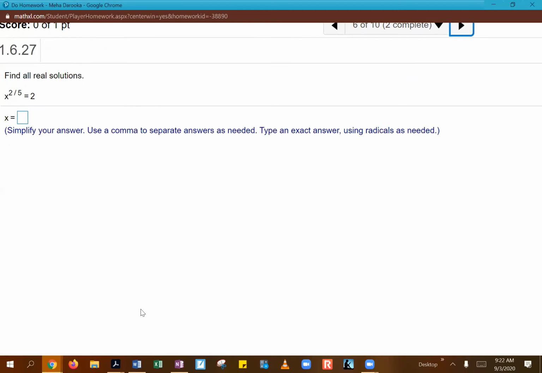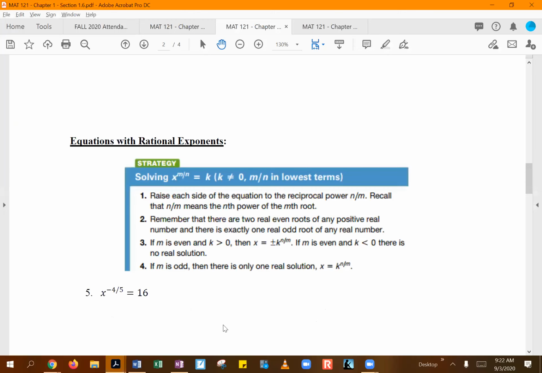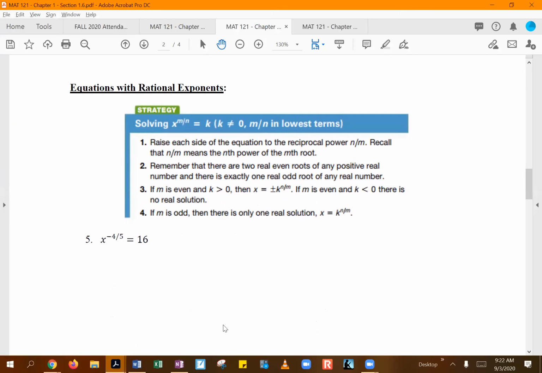But I wanted to talk about this example over here where you have rational exponents. What happens with these type of examples is we still have to get our x by itself. That means we have to find a way to get rid of that exponent, which is m over n. You will see they're telling us to raise each side of our equation to the reciprocal power of n over m. So originally it's m over n, and of course you just flip that fraction and make it n over m.